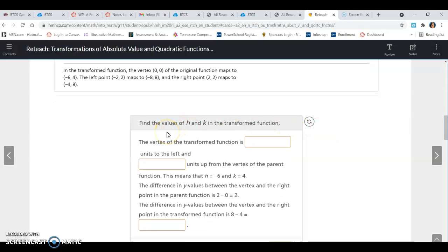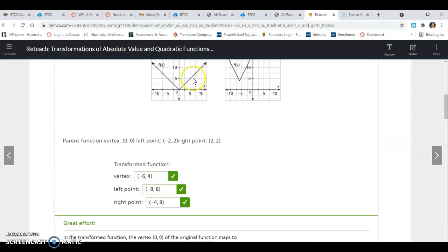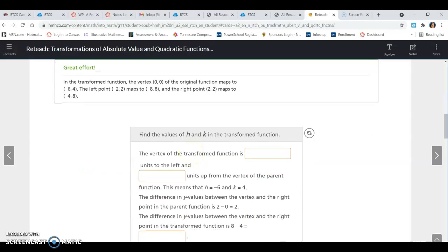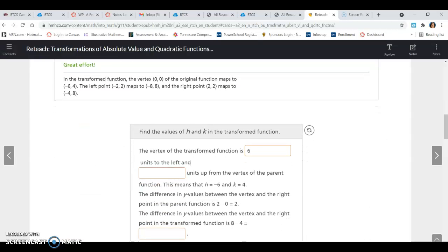All right. Find the values of h and k in the transformed function. The vertex of the transformed function is blank units to the left. All right, how many units to the left did we move? So we went from 0 and we went left 6 units because we went to negative 6. So we moved over 6 units. And blank units up. And how many units did we go up? So again, we went from 0 and we went up to 4. So we went 4 units up.